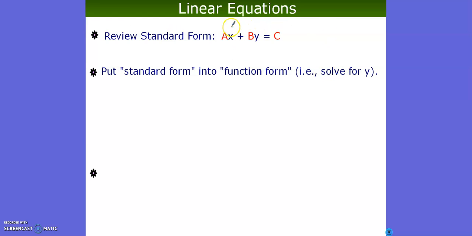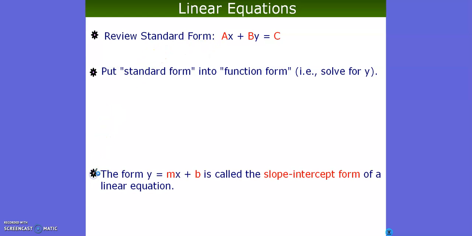If you recall, we learned a standard form of an equation. We can go ahead and put a standard form into a function form. If you remember, we did that when we were talking about literal equations. If we were to rewrite this, we have ax plus by equals c. If we want function form, that means we want the y all by itself. So we would subtract ax on both sides.